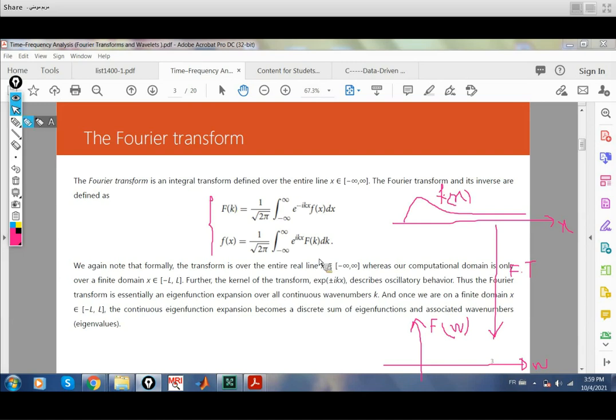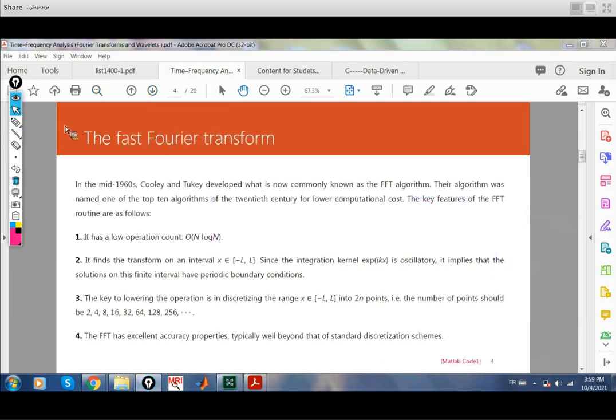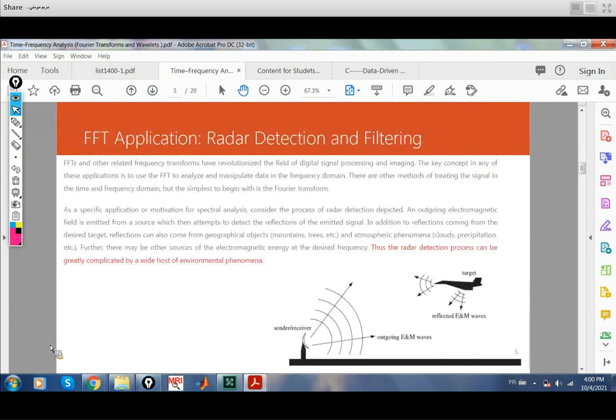And after that, some people named Cooley and Tukey developed this common Fourier transform, and they introduced the fast Fourier transform, and this type also has some advantages. We will try to see the advantages in the next slide. But before that, we introduce one application of the fast Fourier transform.